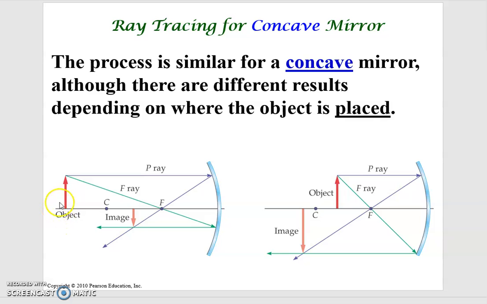Now, if you put the object which is behind the C point, let's still try to draw the light emitted from the top of the object. You will emit a P ray, and the P ray will be reflected and pass through the focal point. And now you don't have to draw a dashed line because they all intersect at the real image now.